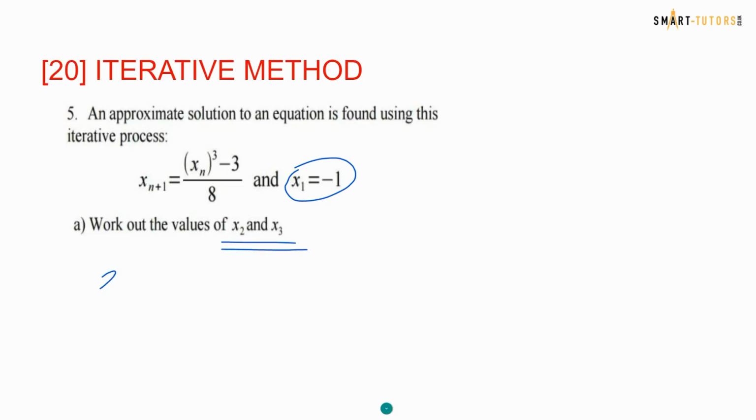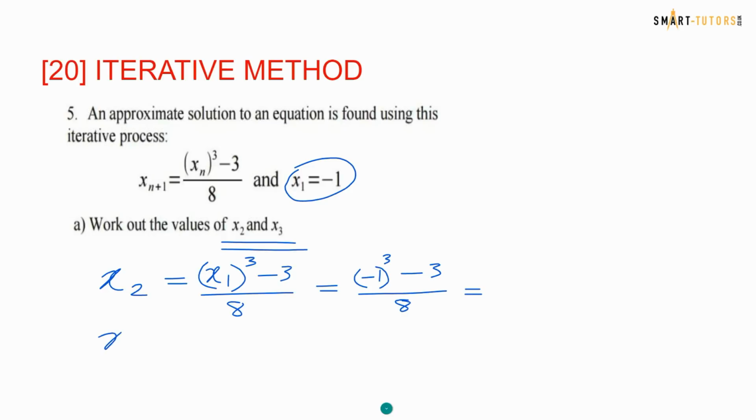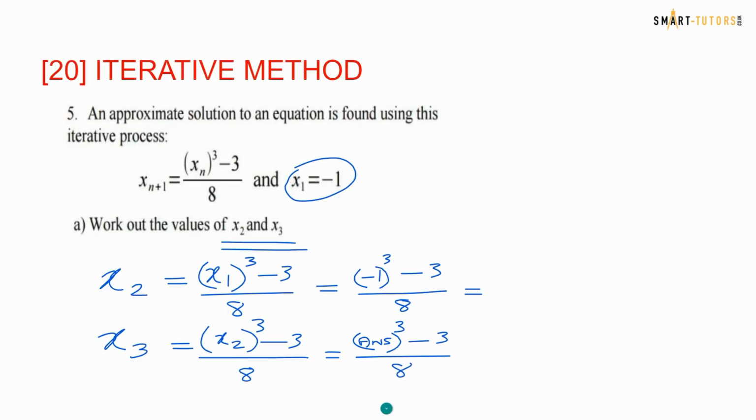In order to find x2, it is x1 cubed minus 3, divided by 8. That is equal to minus 1 cubed minus 3 over 8. So you get an answer for that one. Then the next one, x3, is one step down: x2 cubed minus 3 divided by 8. We don't know the answer for x2 cubed, so I'm putting here the answer from the previous step, answer cubed minus 3 divided by 8 equals.